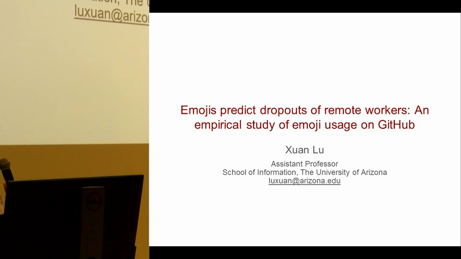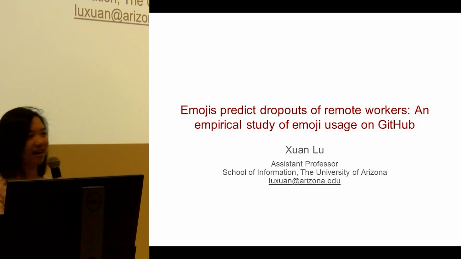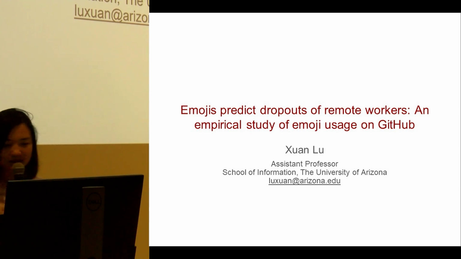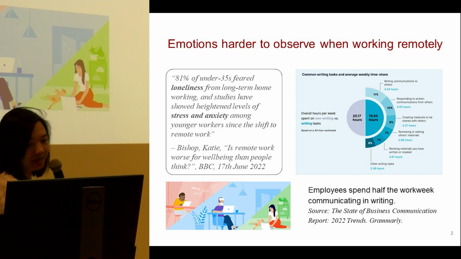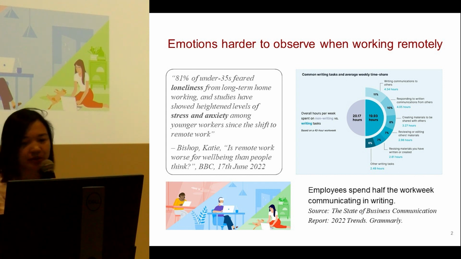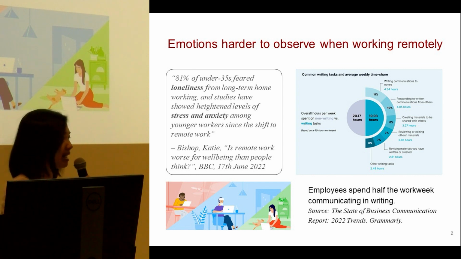In recent years, remote work has been very popular, right? And there also emerge a lot of challenges like productivity, work-life balance, and emotional issues in remote workers. So in this work, we use emojis to predict dropout of remote workers. As I mentioned, one important challenge in remote work is the significant emotional issues due to isolation. A report from BBC shows that a large number of remote workers suffer from emotional issues such as loneliness, stress, and anxiety.